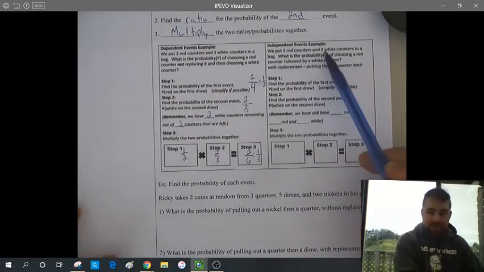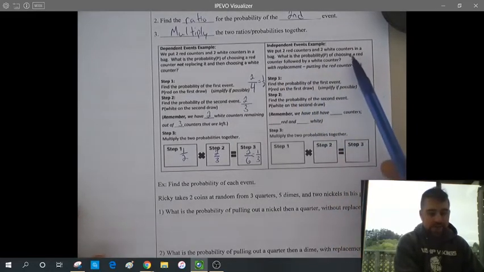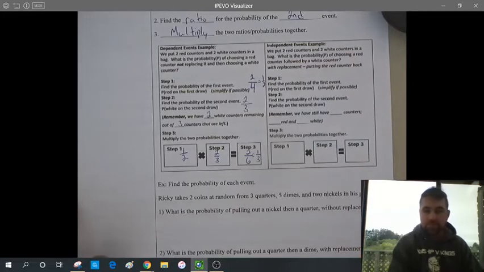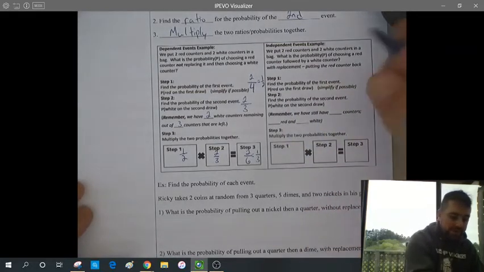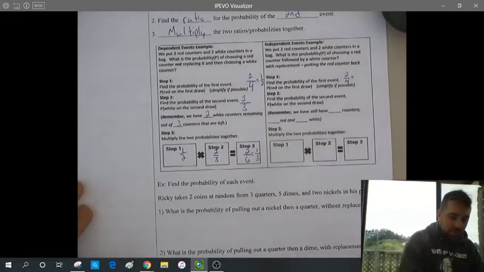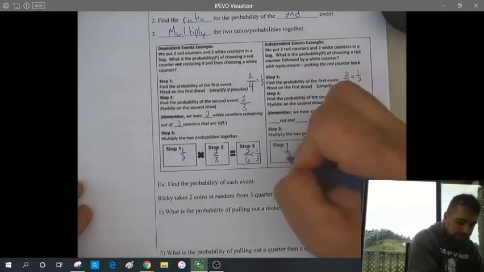So now an independent event example. If we put 2 red counters and 2 white counters, so the same scenario to start with, what is the probability of choosing a red counter followed by a white counter, with replacement, putting the red counter back in? So this time we're replacing it, so that the number of total counters each time you draw stays the same inside. So find the probability of the first event. Well, once again, it's the same: 2 out of the 4 are red, which is 1/2.